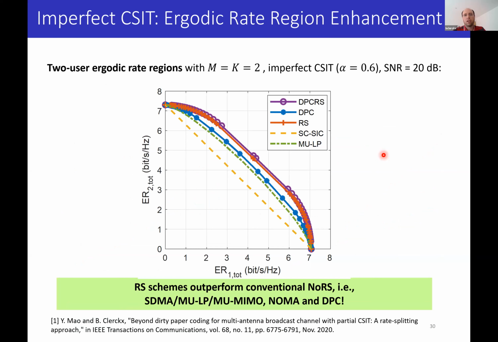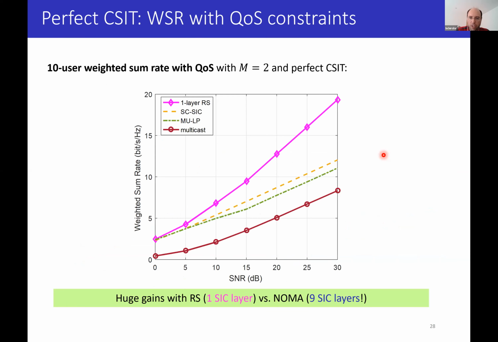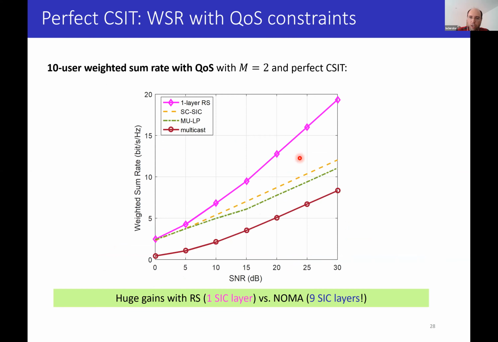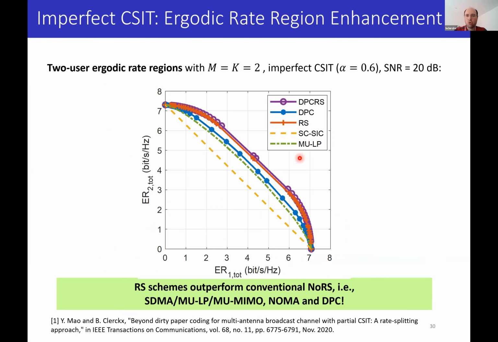Right, so here this is a rate region with imperfect CSIT. So remember what I mentioned earlier on, when you have perfect CSIT, we know the capacity region, we know it's achieved by DPC. That's the reason why here you cannot get something better than the blue curve. Now, when you go to imperfect CSIT, we don't know what the capacity region is. It's an unknown information theory problem, but we know that rate splitting is the right way to go because it's actually optimal in terms of degrees of freedom. And this is what you see from this figure here.